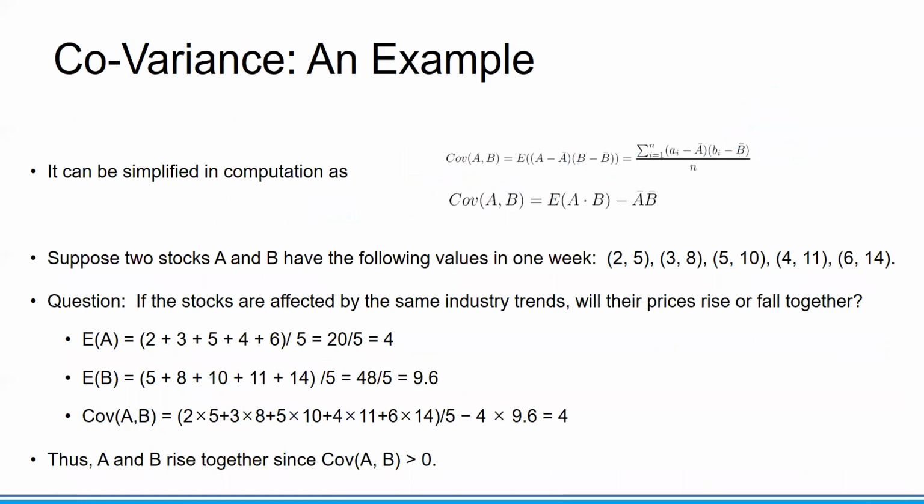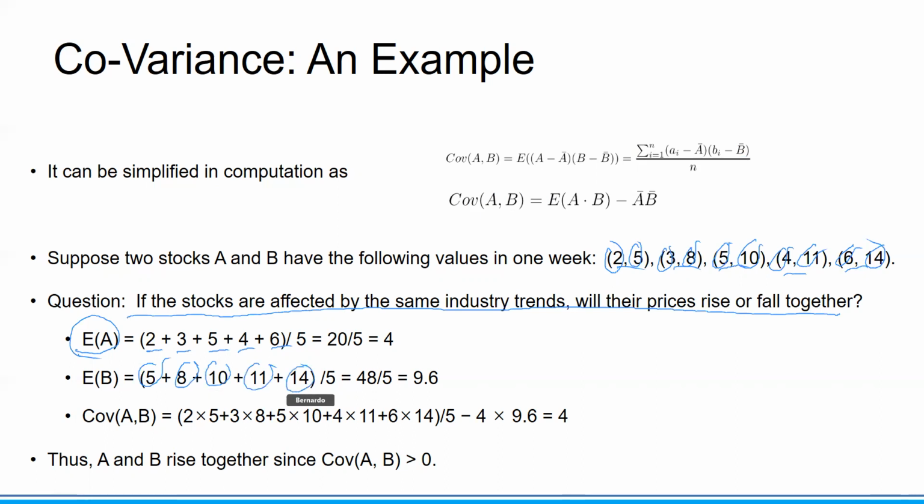Here is an example about covariance. Let's say I have two stocks, stock A and stock B. If the stocks are affected by the same industry trend, will their price rise or fall together? I want to know whether they are increasing or decreasing at almost the same time. The values of A are 2, 3, 5, 4, 6, and the values of B are 5, 8, 10, 11, 14.